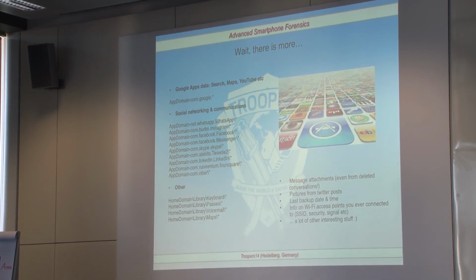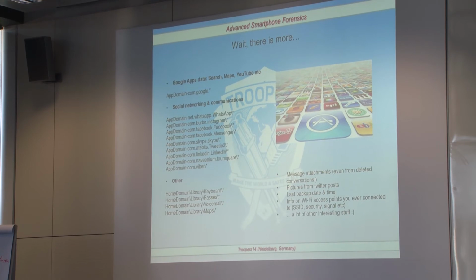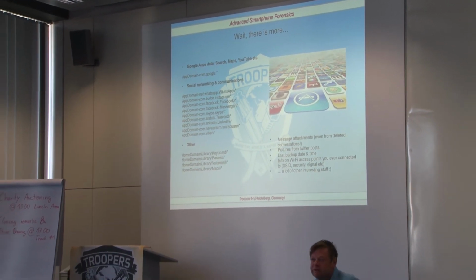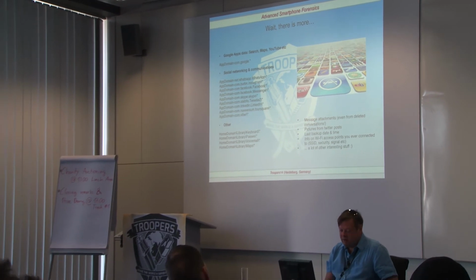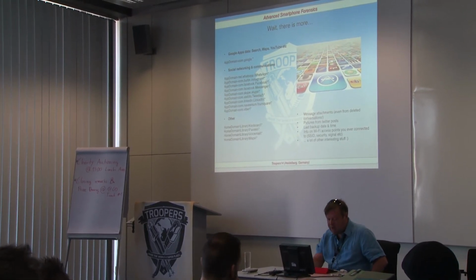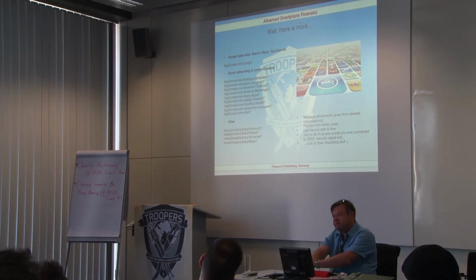You have the data of the Passbook, so your boarding passes, discount cards, and so on. You have voicemail, and you have the map data, the caches of your searches, and the Google Maps, and the Apple Maps, and so on. There is also a special folder with message attachments when you are sending or receiving pictures by iMessage.